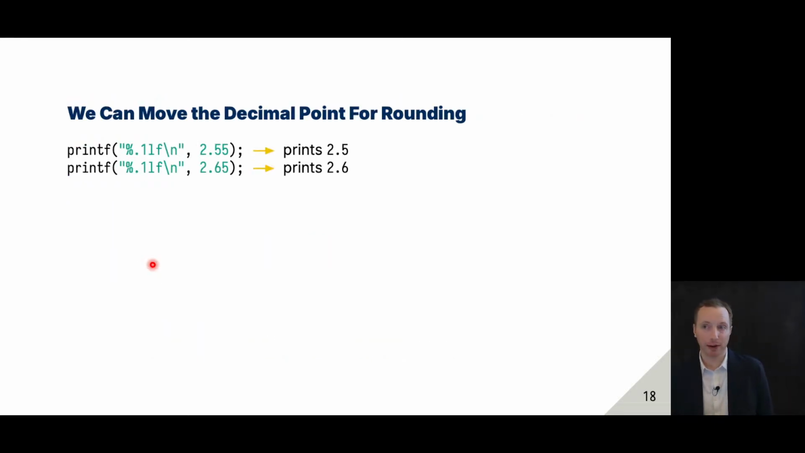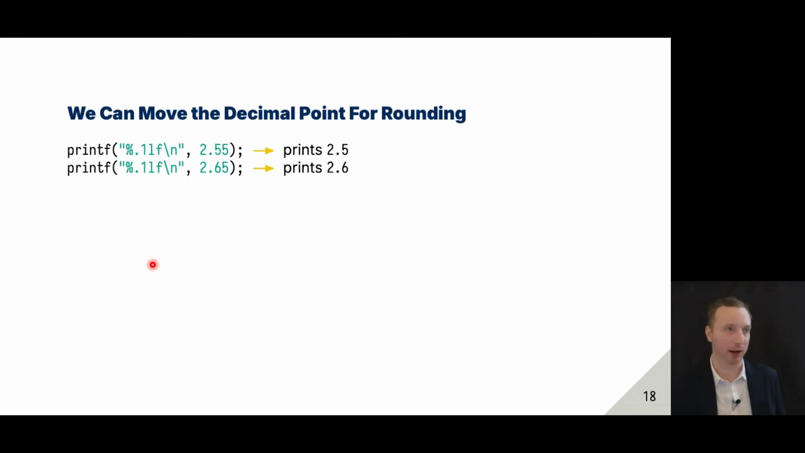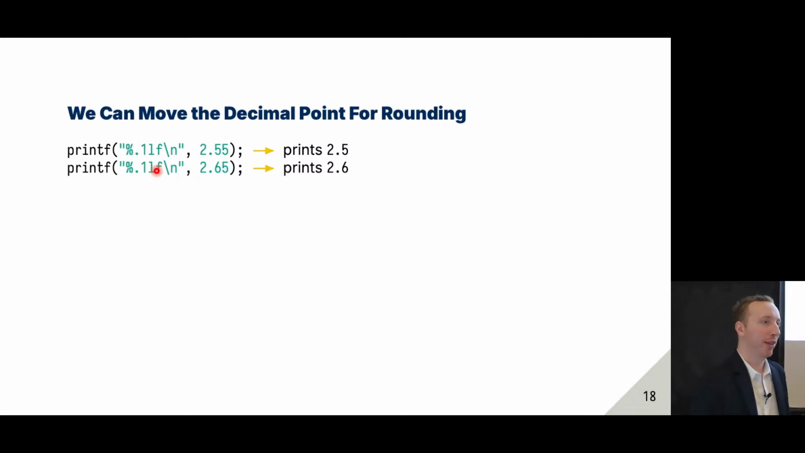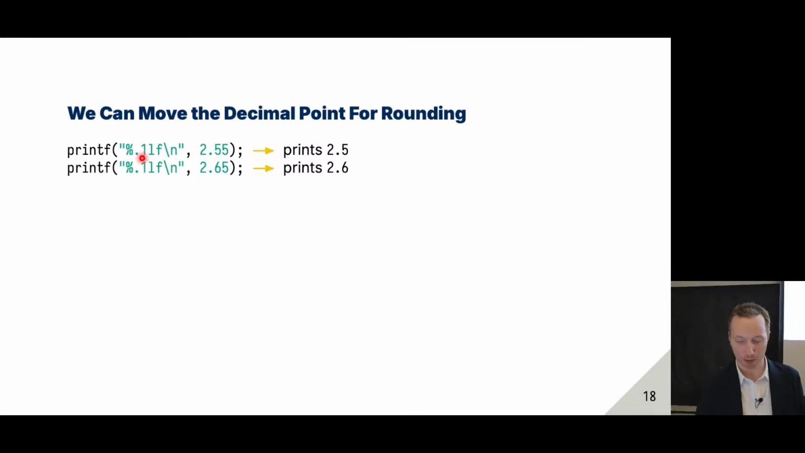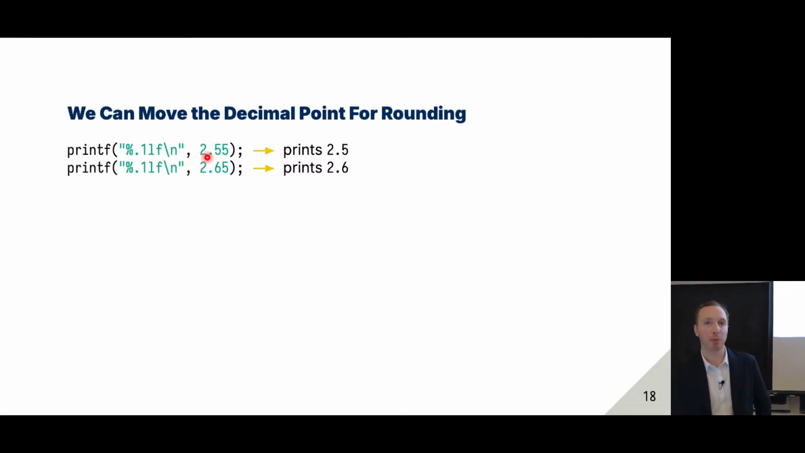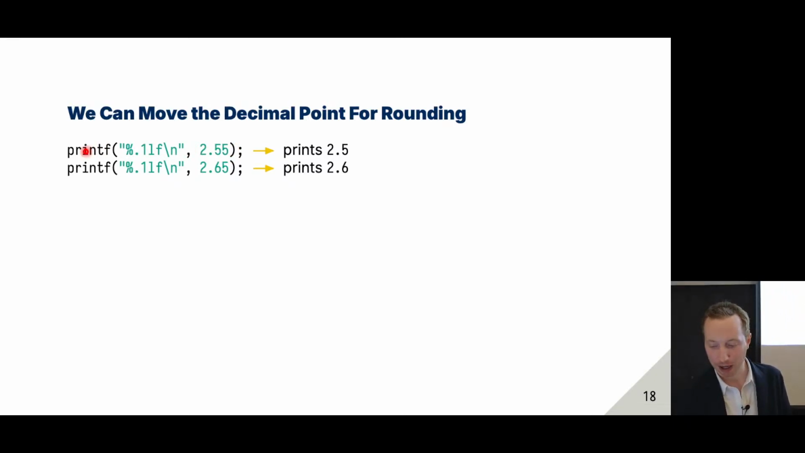If I want to round more precisely or round to a specific decimal point, I need to move the decimal point for actually rounding. The default rules are a bit weird if it's not rounding to the nearest integer. If I tell it to print one decimal point and my number is 2.55, it always just rounds down. You have no control over it. If I ran this printf, it would print 2.5. It just rounded it down. It didn't follow any rules or anything like that.